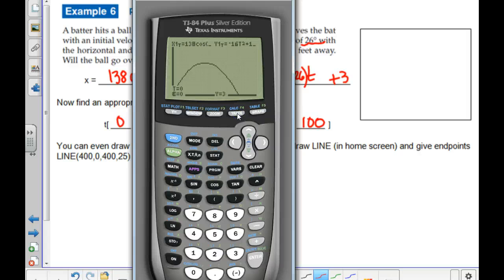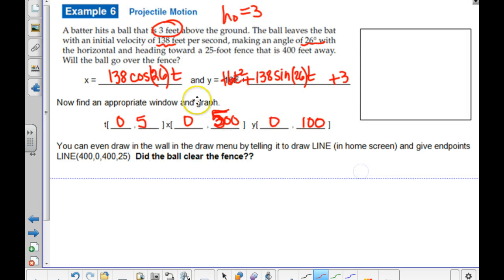Now, the easiest way to answer the question about whether it clears the fence, if the fence is 400 feet away, what do we want to do? Trace out to 400 feet. So 400 on the X or the Y, guys? It's going to be a problem if you try to do Y. 400 on the X. When you get out to 400, it's about 32 feet in the air still, right? Will it clear the fence that's 25 feet tall? Okay. Yes? Yeah. That's 33 feet.